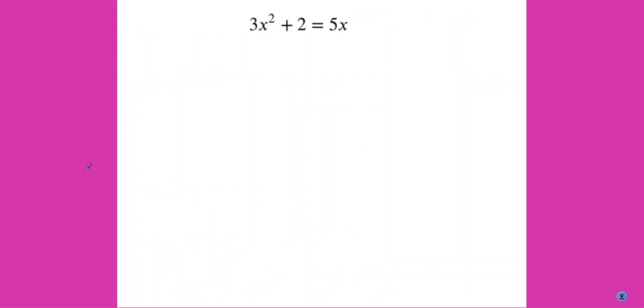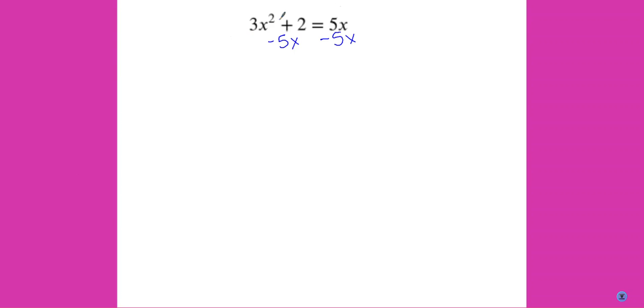Now in this example, we don't have two things multiplied together yet, so we're going to have to factor it in order to have that multiplication, our product. So the first thing you might notice is this is not equal to 0. So the first thing we need to do is subtract 5x.